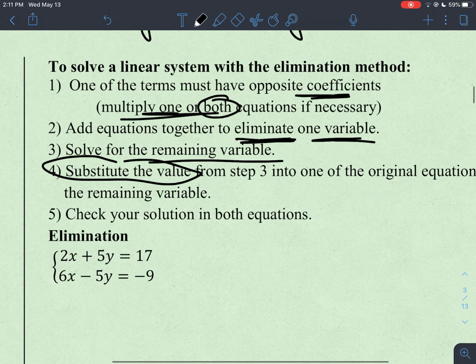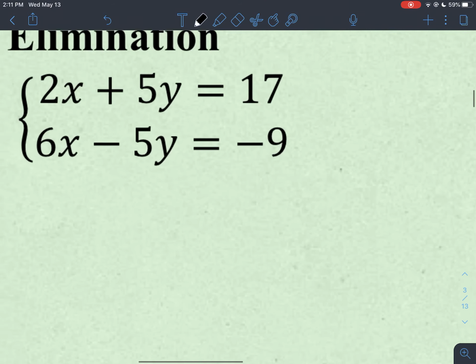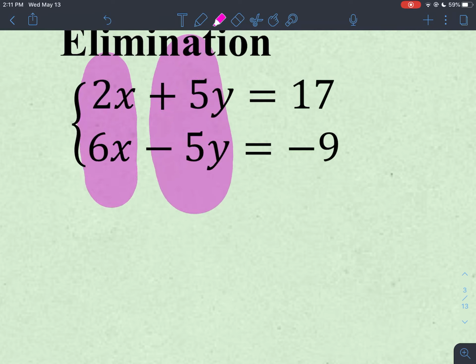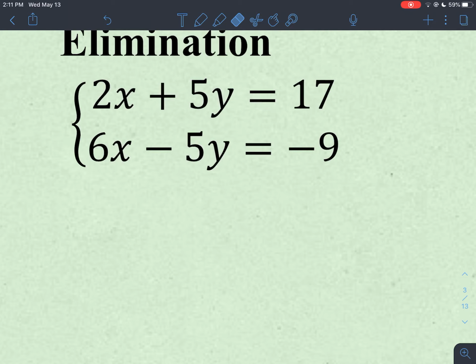So what we want to do is, number one, one of the terms must have opposite coefficients. If I'm looking at a situation like this, first step, check: are my x's lined up? Yep. Are my y's lined up? Yep. Are my equal signs lined up? Yep. Are my constants lined up? Yep. So this one is ready to go.